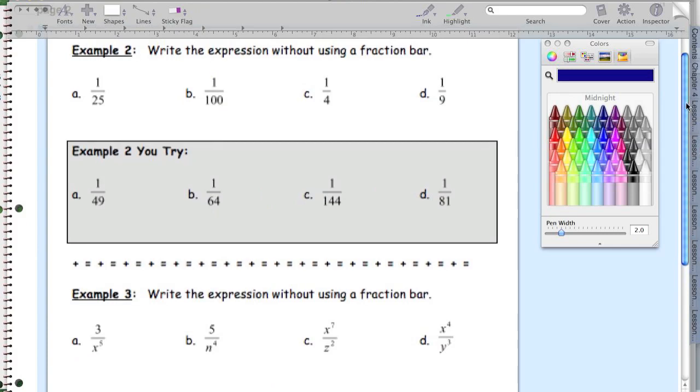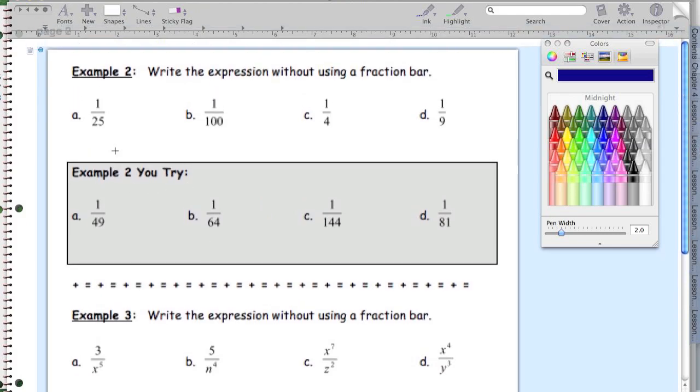Write the expression without using a fraction bar. So what we want to do here is factor these into their prime factorizations and then take care of the exponents accordingly. 25 is the same as 5 squared, so this is really 1 over 5 squared. And now to bring this 5 squared up, because I want it without a fraction bar, I have to write it as 5 to the negative second. And I could work backwards to check to make sure that works. 5 to the negative second is same as 1 over 5 to the positive second.